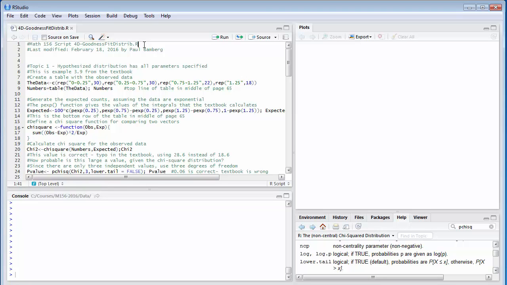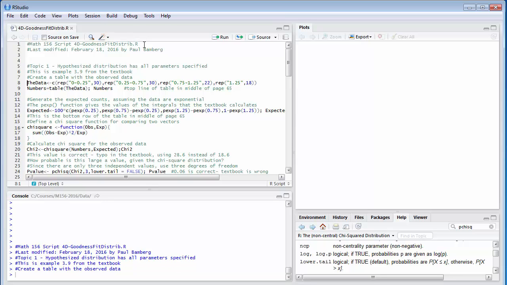It's Paul Bamberg back with another Math 156 script, this one designed to investigate questions of whether a set of observations are consistent with some assumed probability distribution, and this is based on two examples from the textbook. I would suggest looking at example 3.9 and 3.10 before you proceed any further. Okay, you've done that. Let's get going.